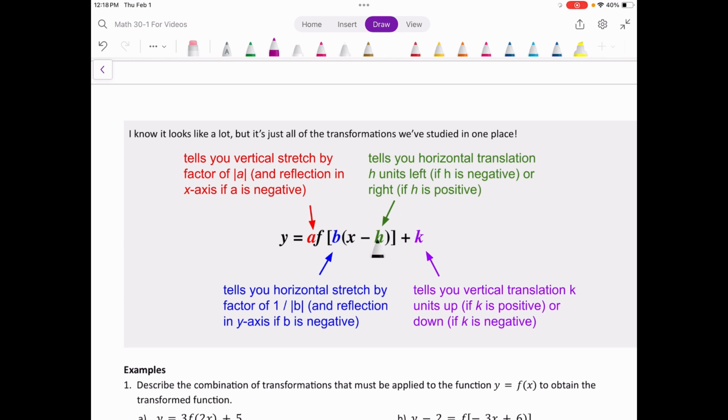And then we're going to take that equation, f of (bx minus h). That kind of takes care of the horizontal stuff. And for the vertical stuff, we would multiply it by a. Multiply the original equation by a and add k.